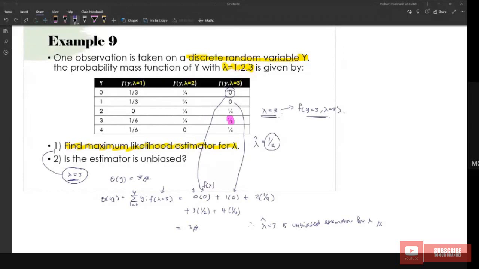Any questions so far? Right, good. So we already covered unbiased estimator.